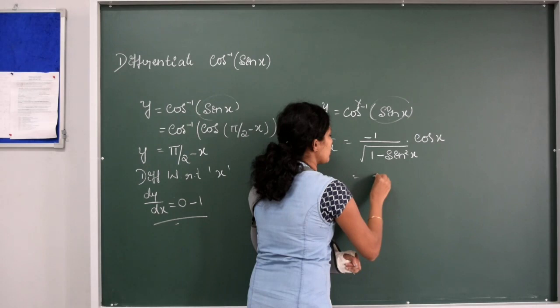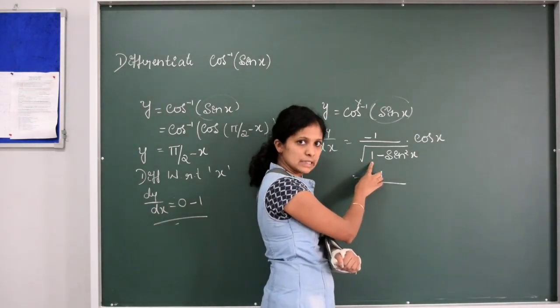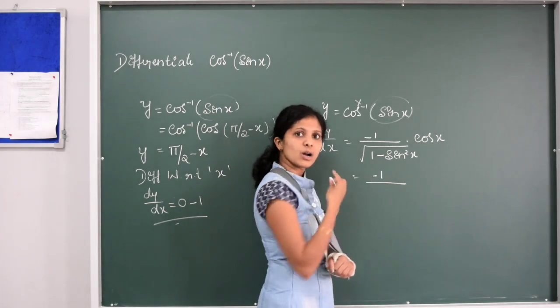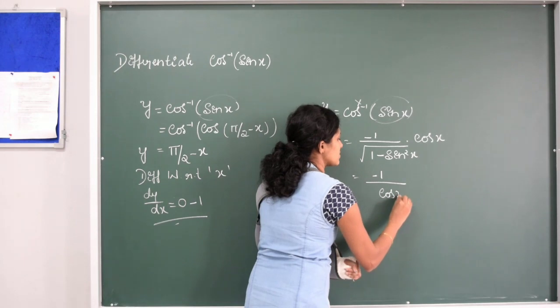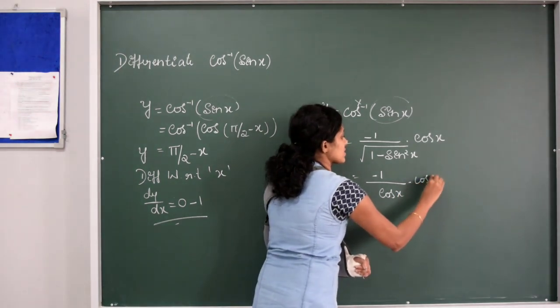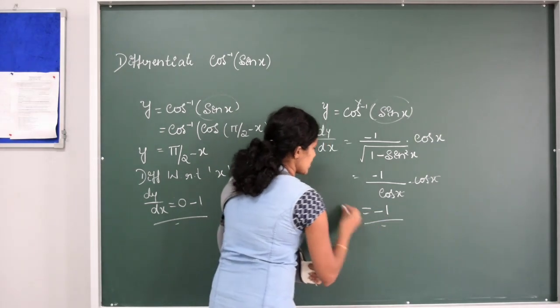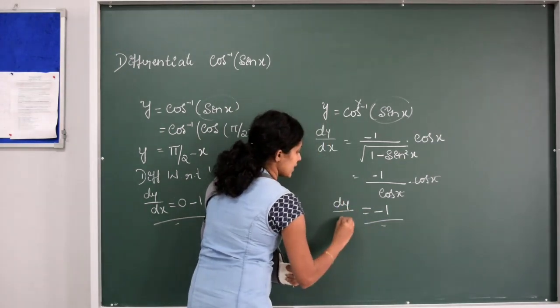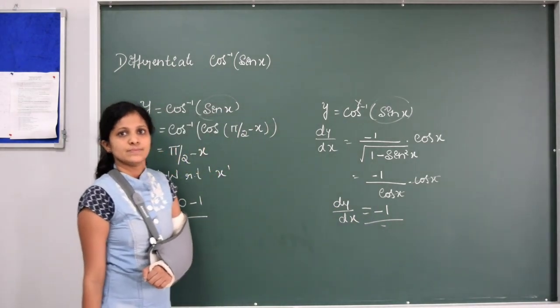So this is equal to minus 1 by root of 1 minus sin square x, multiplied by cos x. By using a fundamental relation, 1 minus sin square x can be written as cos square x, so the square and square root get cancelled. This will be cos x, multiplied with cos x, so I can cancel cos x and cos x. So this is equal to minus 1. So the derivative dy by dx is equal to minus 1. I hope you understood this one.